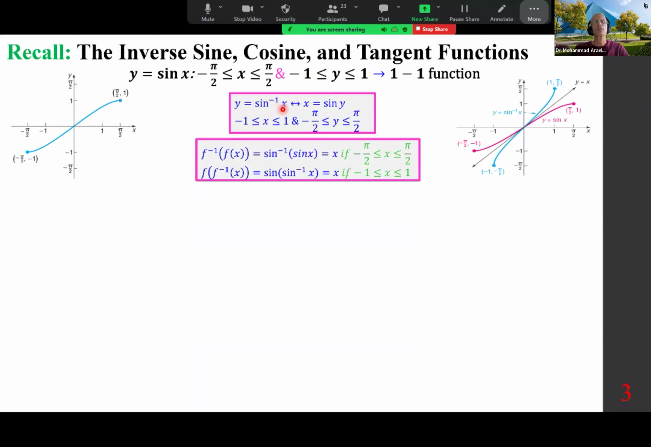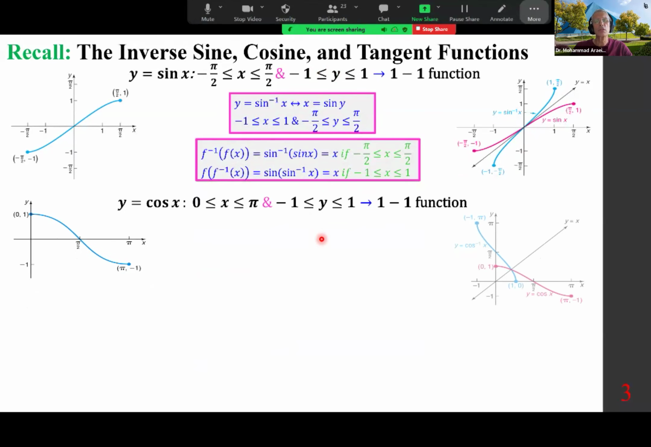Y equals sine inverse x means x equals sine y. And f inverse of f of x equals sine inverse of sine x, and it's equal to x, where x is between negative pi over 2 and pi over 2. And f of f inverse, that means sine of sine inverse x, then equals x if x is between negative 1 and 1. You have to look at this one pertaining to sine inverse, this one pertaining to sine x.